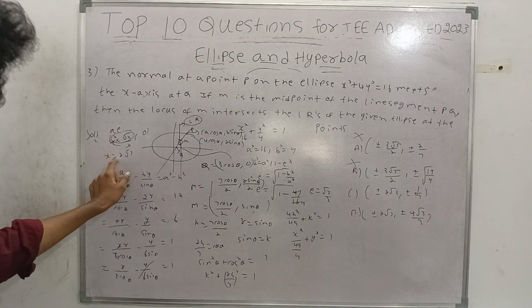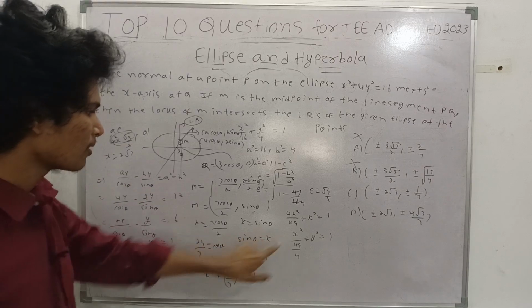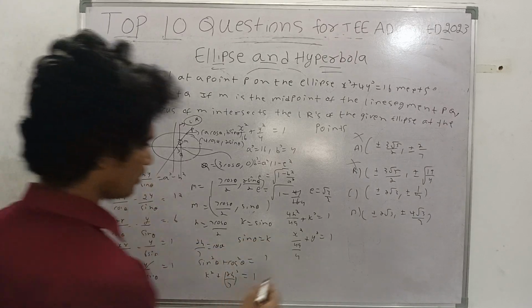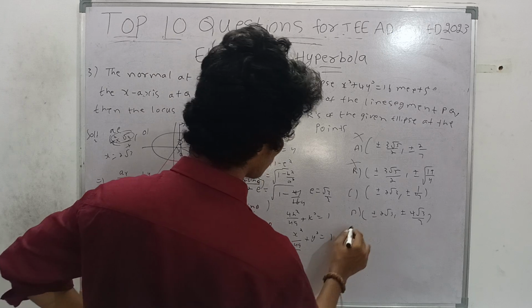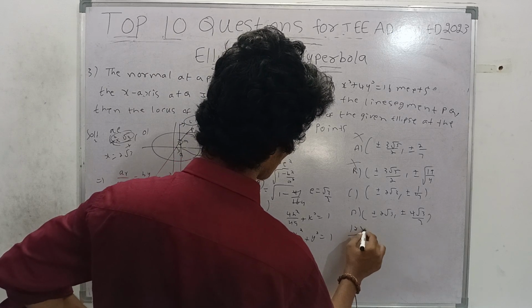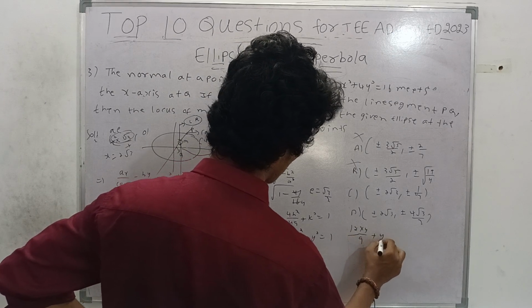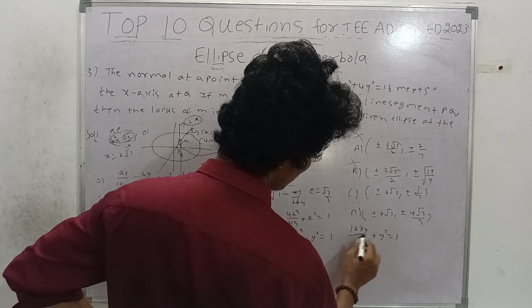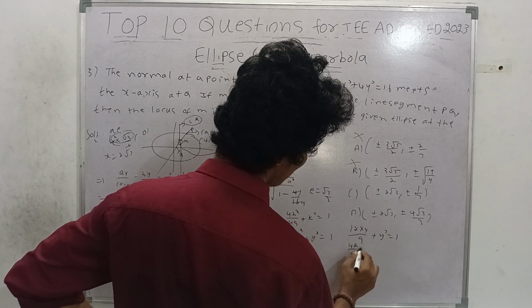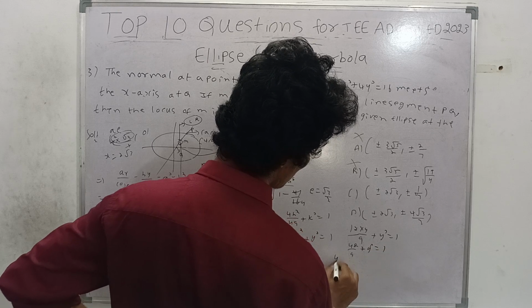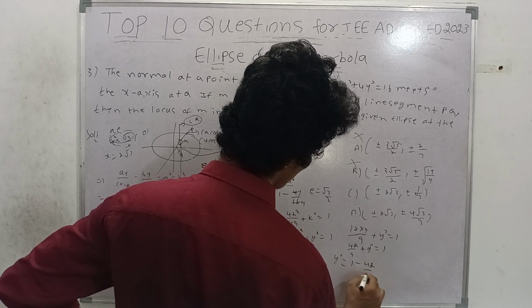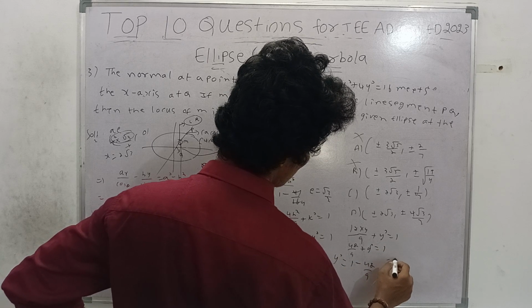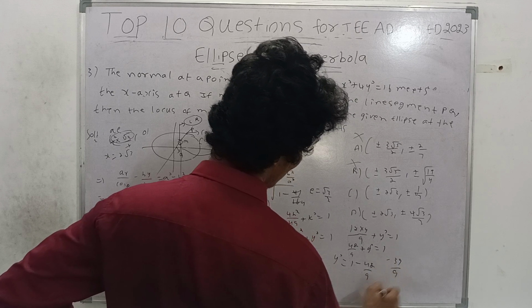To find the y coordinate, I am putting this x value into this equation. What is x? 2 root 3. 2 root 3 whole square is 2 square 4, 4 threes are 12. 12 divided by 12 into 4 divided by 9 plus y square equals 1. And here it will be 12 fours 48 divided by 9 plus y square equals 1. So what is y square? y square equals 1 minus 48 divided by 9, it will be minus 39 divided by 9.